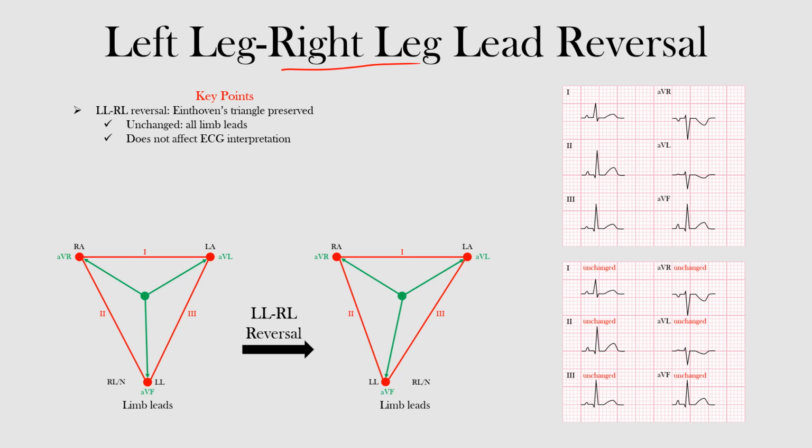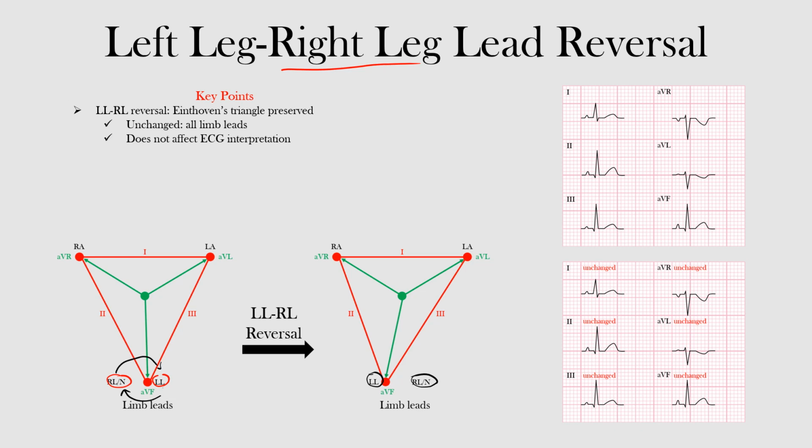So here we're looking at what happens when the left leg and the right leg electrodes are reversed. In this case, Einthoven's triangle is preserved because the electrical signals from each leg are virtually identical, okay? So if you look here, here's our left leg, which is in this position here, and this is our right leg, our neutral electrode. And we're saying what happens when we switch these two? Well, now the left leg comes here, and the right leg or neutral electrode comes there, okay?